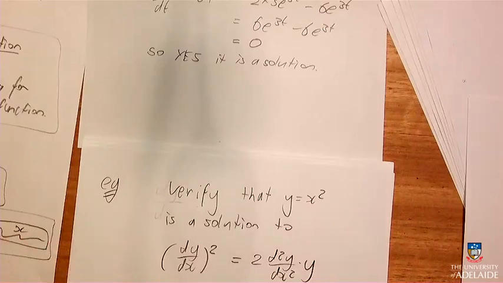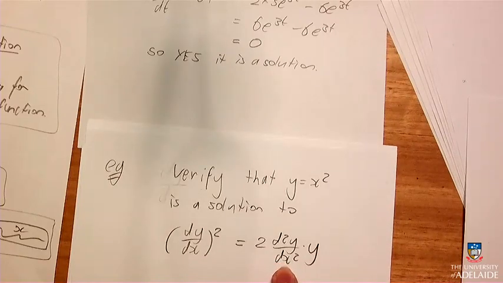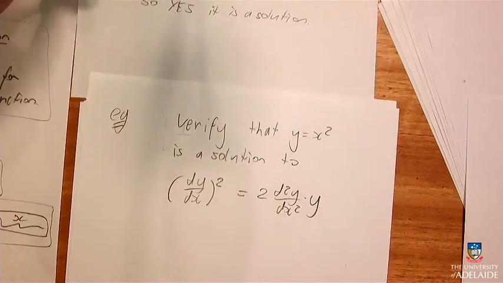Right. Verify that y equals x squared is a solution to that: dy on dx all squared is equal to 2 times d squared y on dx squared times y. Now, this is not a differential equation that you are expected to know how to figure out a solution to at all. But you can always check if something is a solution. Okay, this is a second order because it's got a second derivative in it, not because of the squared, but because of the second derivative. And it's not simple because this is squared. So you haven't actually been taught about any second order differential equations at all. You've been told to recognize them.